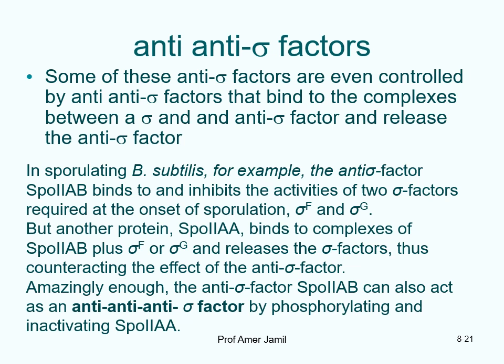Another example of this anti-sigma factor is in Bacillus subtilis. SPO2AB is an anti-sigma factor that binds to and inhibits the activities of the two sigma factors which are required for sporulation, like sigma F and sigma G. But another protein, SPO2AA, binds to the complexes of SPO2AB plus sigma F and sigma G and releases the sigma factors, thus counteracting the effect of the anti-sigma factor.